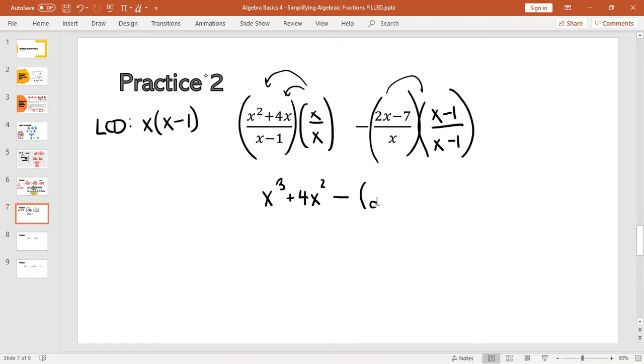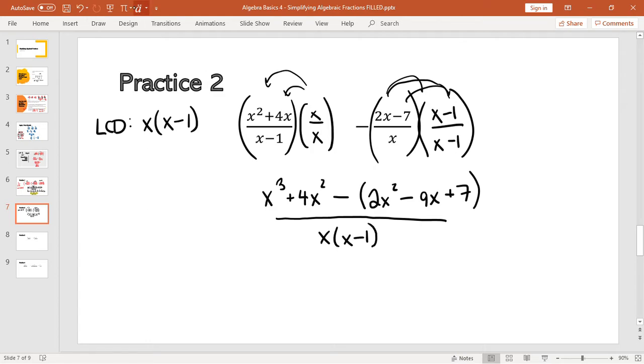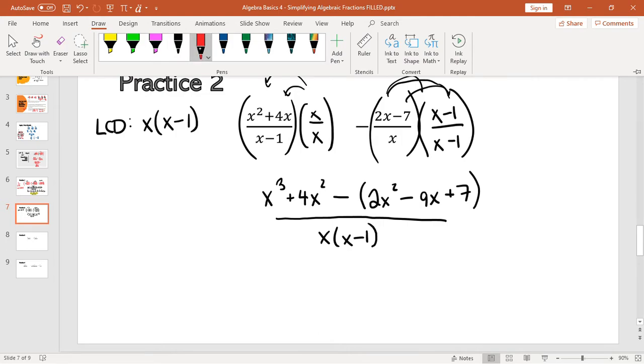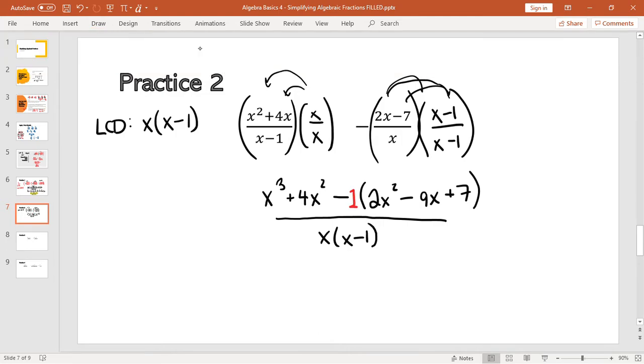First, 2x squared. Outside, negative 2x. Inside, negative 7x, which hopefully makes negative 9x. So just kind of ramping things up a bit. And then last, negative 7 times negative 1 should give me positive 7. And that's all over x times x minus 1. There's a distribution that has to happen before I can do this, because it's like you have a little invisible negative 1. So remember, you're distributing that negative 1 to everything in the brackets before you're allowed to get rid of the brackets.